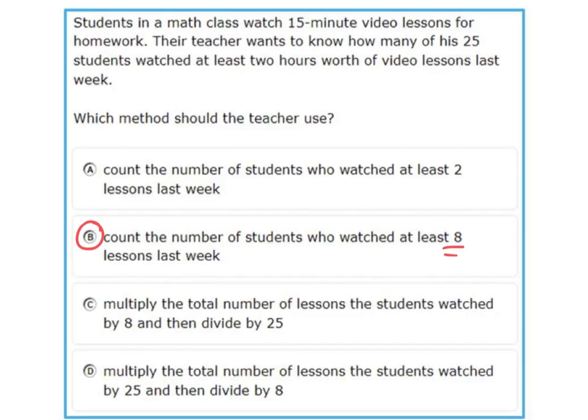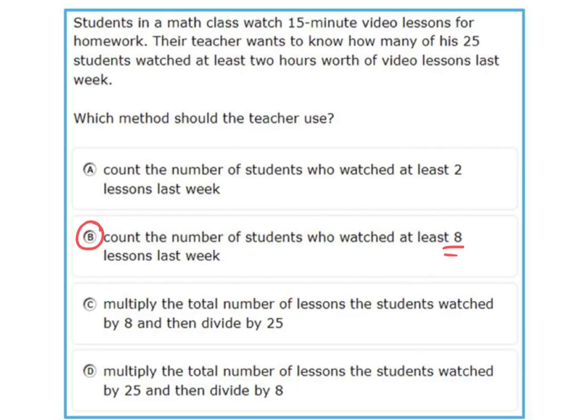Somebody on this half of the room that voted for B, why is it 8 lessons that's important? Audrey. Because 8 lessons, if you do 15 times 8, it's 120 minutes, which is 2 hours. So 8 lessons is going to be 2 hours worth because they're 15-minute videos. So 15, 30, 45, an hour is 4 lessons. So 2 hours would be 8 lessons.